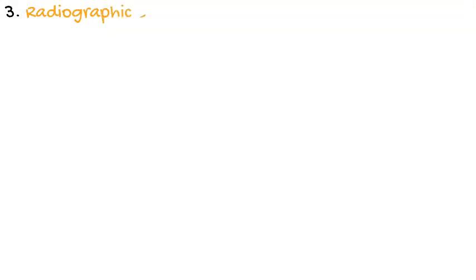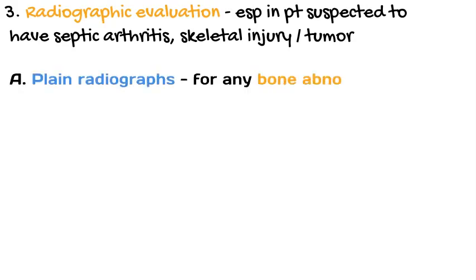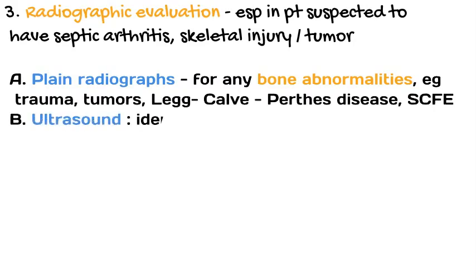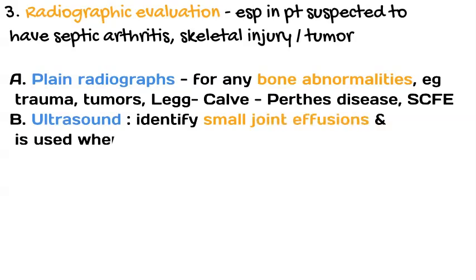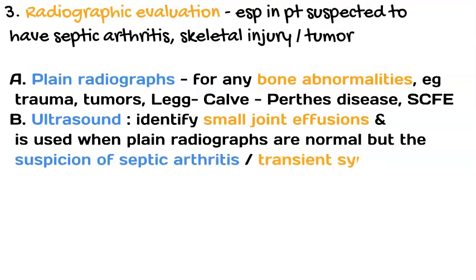Number 3. Radiographic evaluation, especially in patients suspected to have septic arthritis, skeletal injury, or tumor. A. Plain radiograph for any bone abnormalities, for example trauma, tumors, Legg-Calve-Perthes disease, slipped capital femoral epiphysis (SCFE). B. Ultrasound identifies small joint effusions and is used when the plain radiographs are normal but the suspicion of septic arthritis or transient synovitis is there.